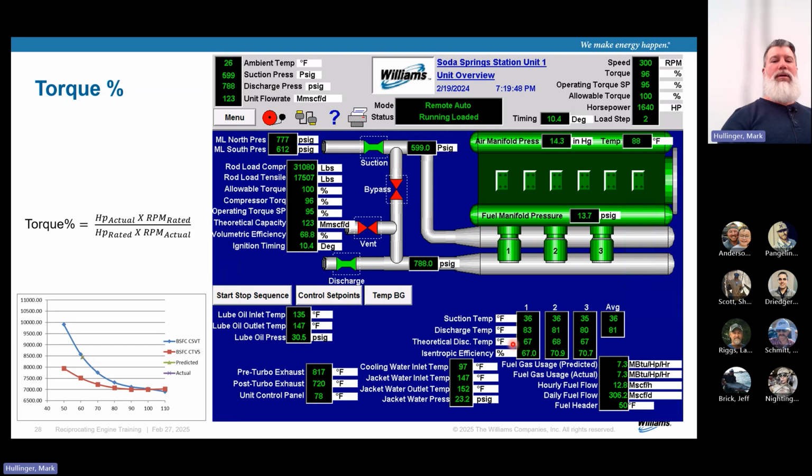This is theoretical discharge temp. It shouldn't say theoretical. They say that because it's calculated. This should say isentropic discharge temperature. What that means is if everything was perfect in an ideal world, this is what your temperature would be. But because of friction, temperature losses and hysteresis, your temperature through all those losses is now 20 degrees higher than what ideal or perfect is.